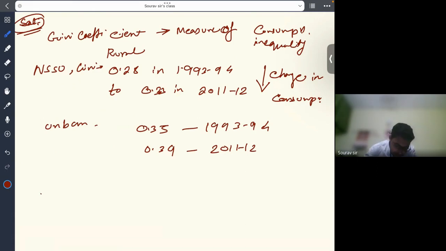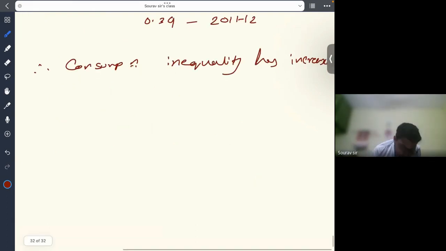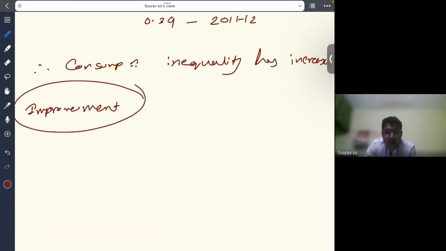So the trend suggests that consumption inequality has increased in both rural and urban areas over the past few decades. However, it is important to note that there have been some improvements in reducing poverty and inequality in India over the same period. So now we will focus on some improvement. According to the data from the World Bank, the poverty rate in India, measured as the percentage of population living below the international poverty line, that is $1.90.